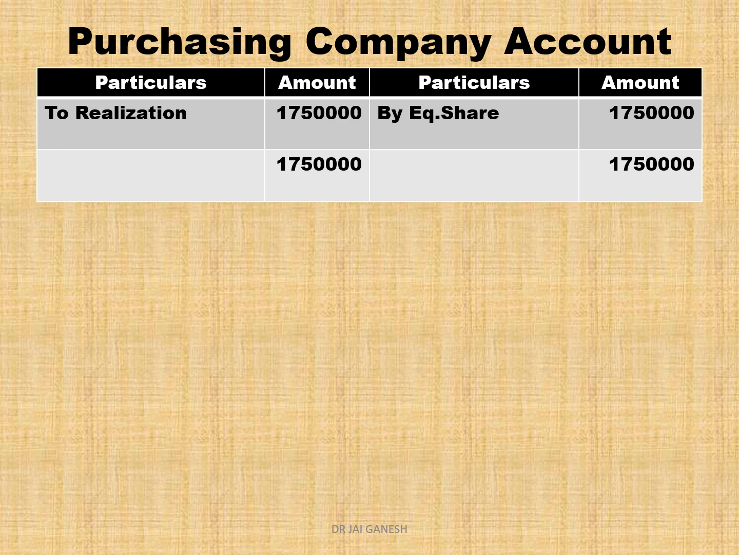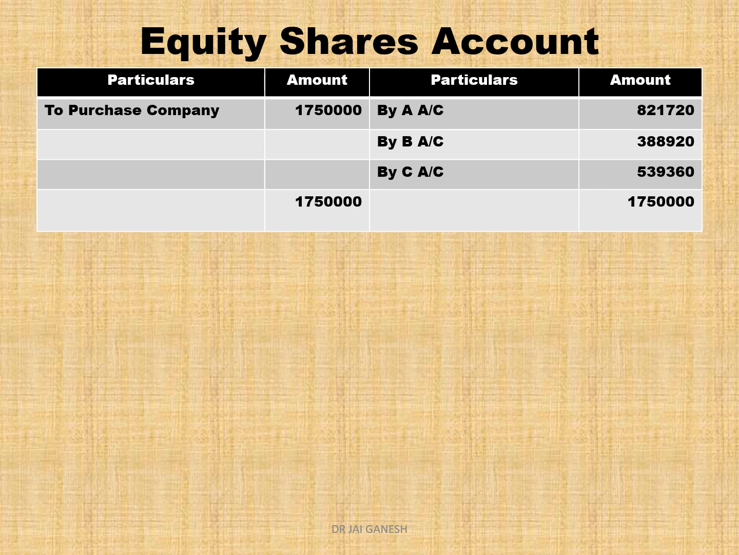Next, equity shares. The entire PC is paid in the form of equity shares, 17,50,000. We receive the entire PC in the form of equity shares. That we distribute to A, B, C, the final settlement. A gets 8,21,720. B gets 3,88,920. C gets 5,39,360. Thank you.